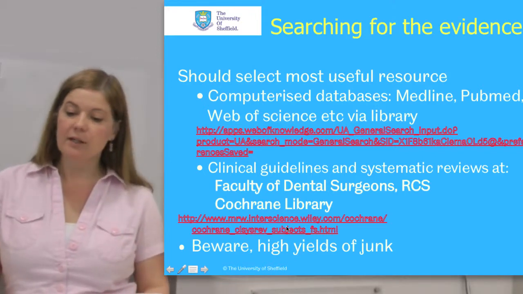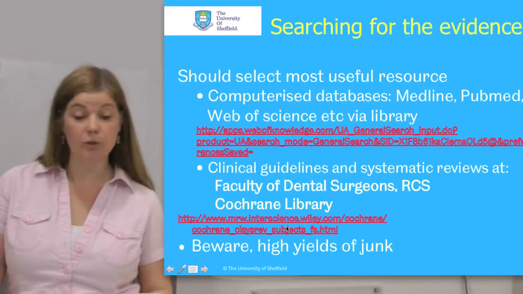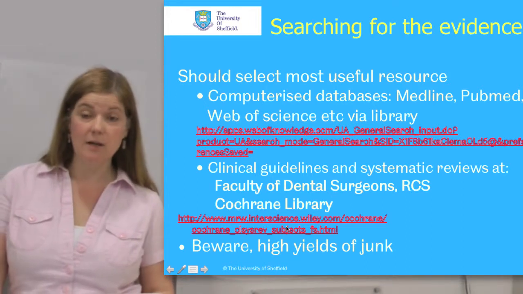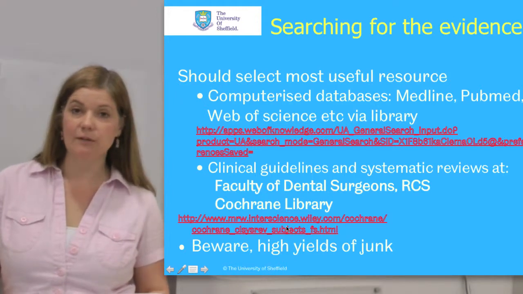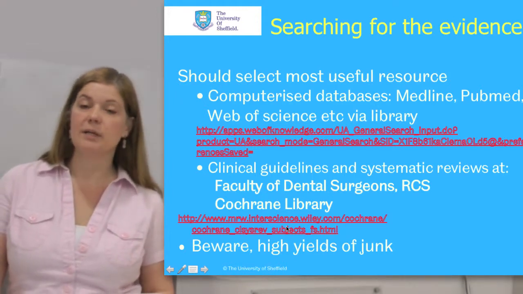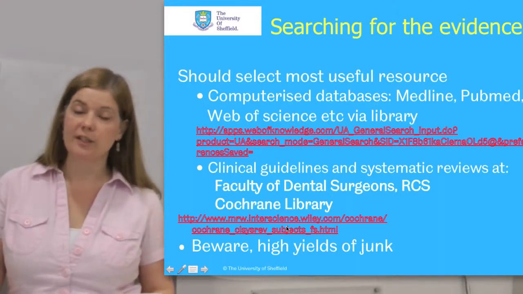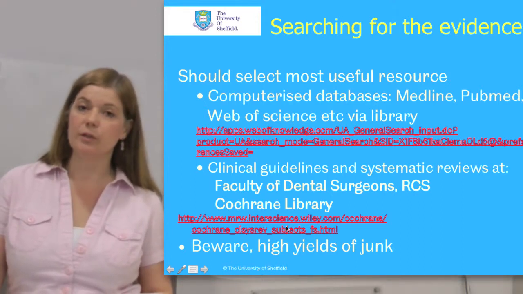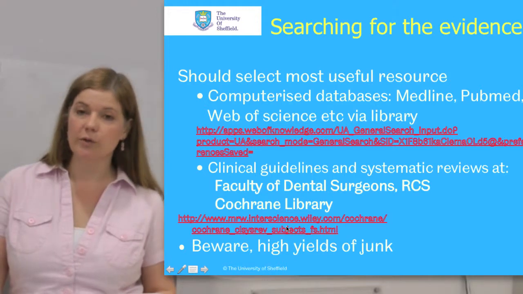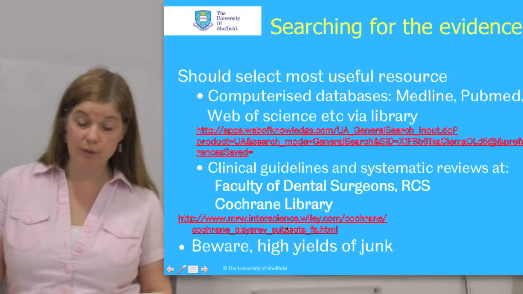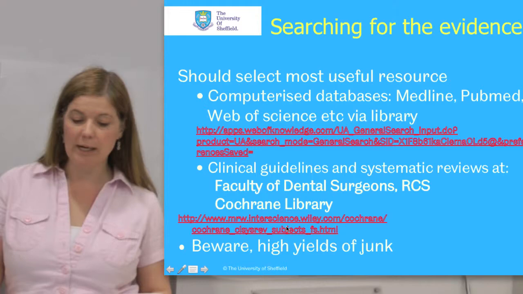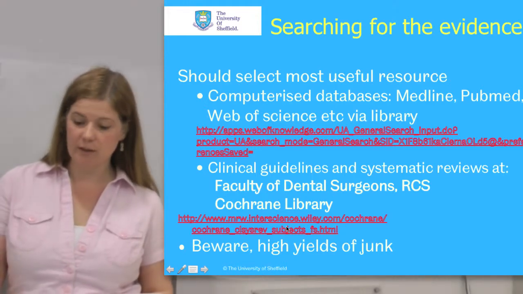There are obviously other databases such as Google Scholar, which are important, and there are many types of information that you can find on the internet, but you need to be very, very careful with any information on the internet, because this is often not peer-reviewed. And certainly with regard to your assignments and with the modules that you will be doing within this course, it's important that you use peer-reviewed evidence only. So please be aware of the high yields of junk on the internet.